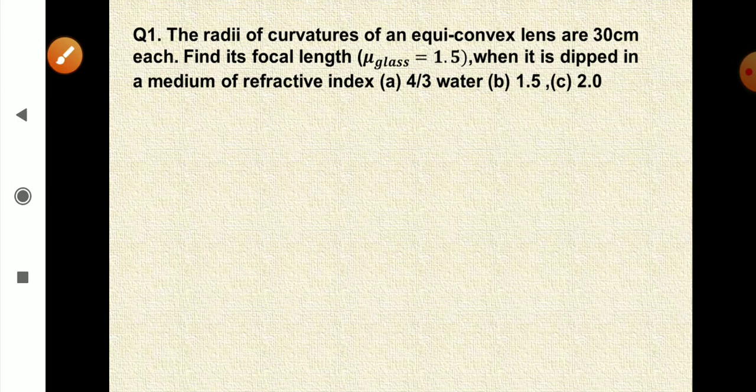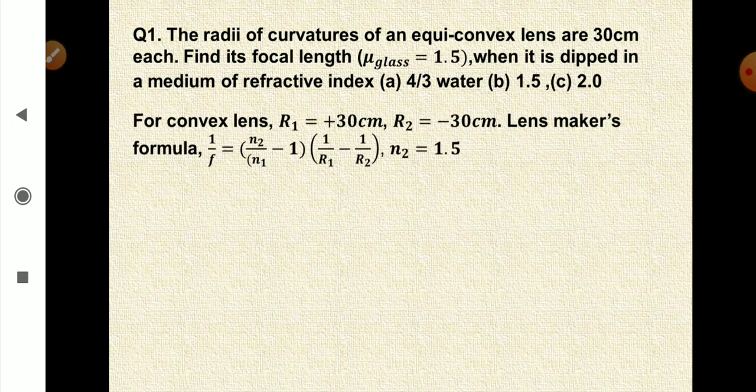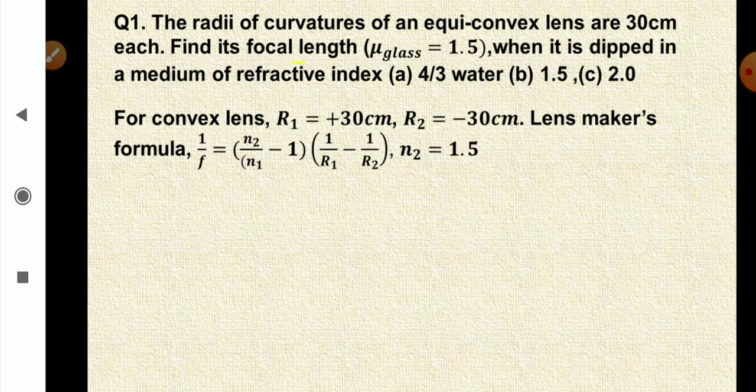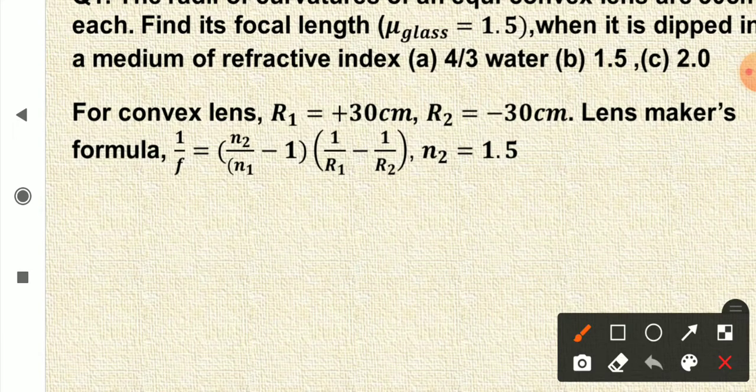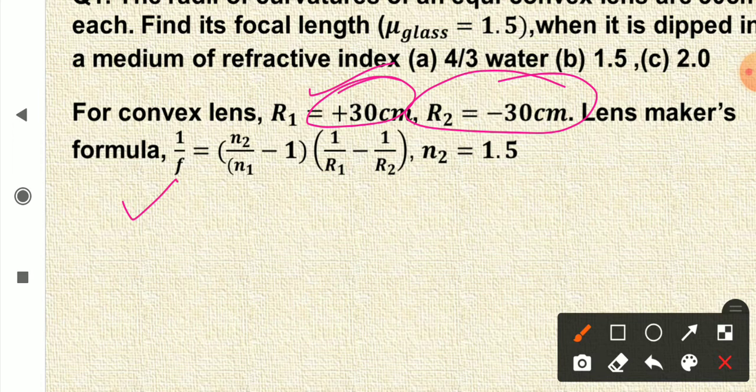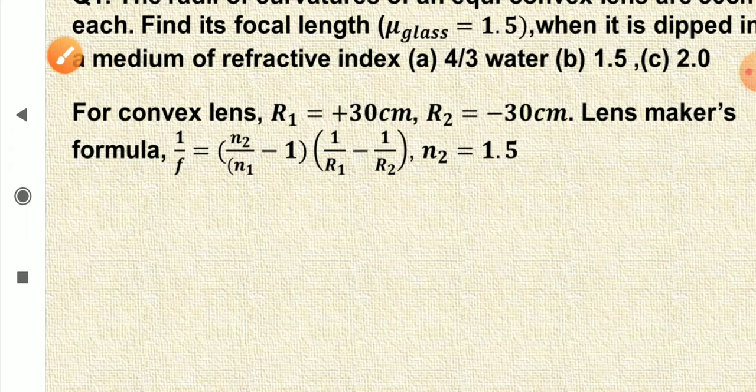So let's see what we get. Now we are changing the outside medium. So for an equiconvex lens, in air, R1 we know is plus 30, R2 is minus 30, and using lens maker's formula, you get N2 upon N1 minus 1 and into this thing, and here N2 is given to be 1.5. See here. And N1, the medium here, is 4 upon 3.